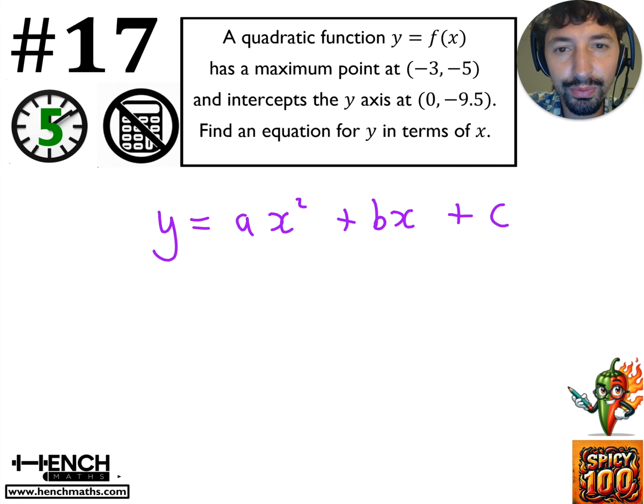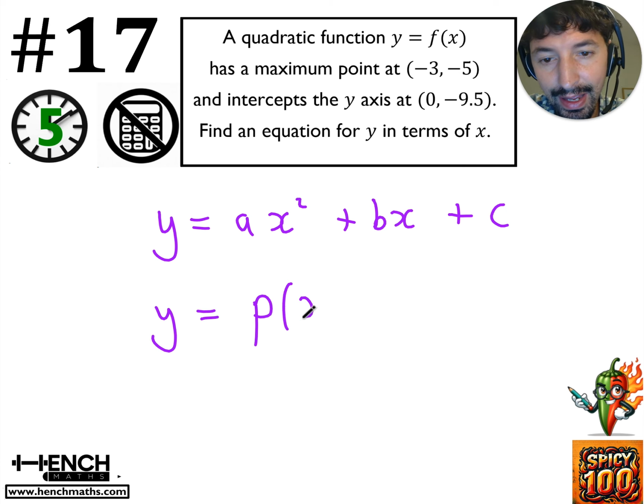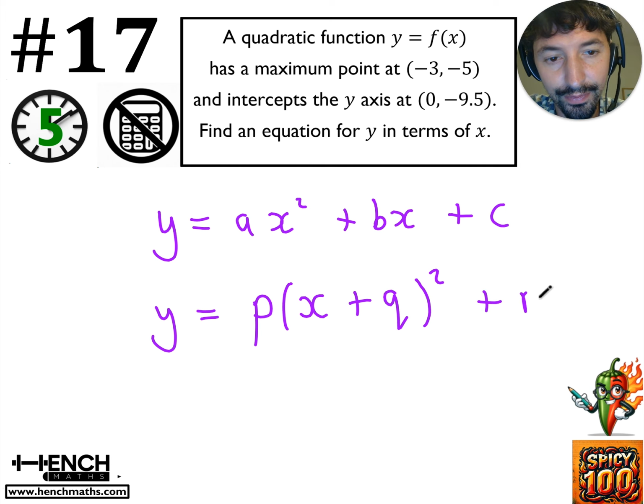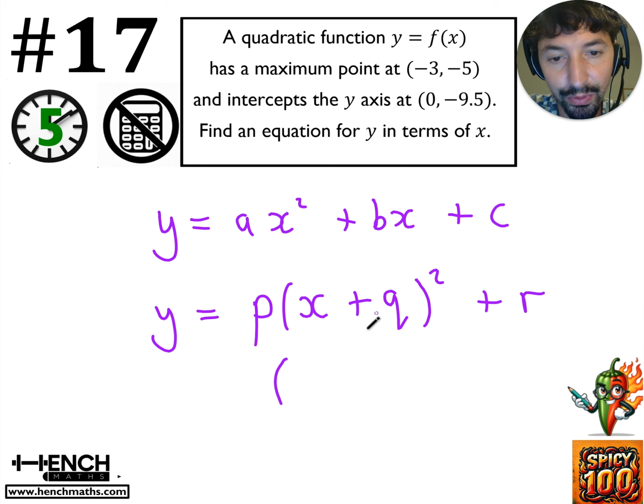Because we're trying to find a quadratic and they've given us a maximum point, there's actually an alternative way. If I use some different letters, p(x plus q) squared plus r. This is the format you get if you do completing the square to your quadratic, and it helps you to find the maximum or minimum point of a quadratic. In this case, it's a maximum. And from this, you could find the maximum would be (-q, r).